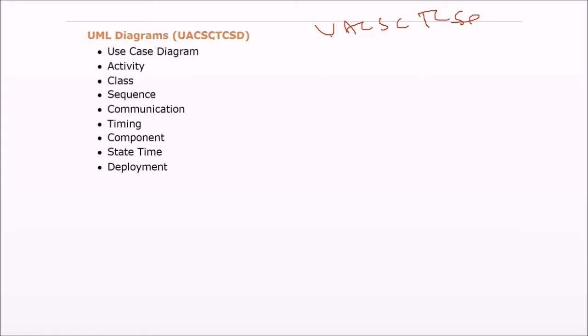UML diagrams. UACSC TCSD. What does it mean? It means the use case diagram, the activity diagram, the class diagram, the sequence diagram, the communication diagram, the timing diagram, the component diagram, the state diagram, and the deployment diagram. So UACSC TCSD. You can learn by this. These are the UML diagrams.